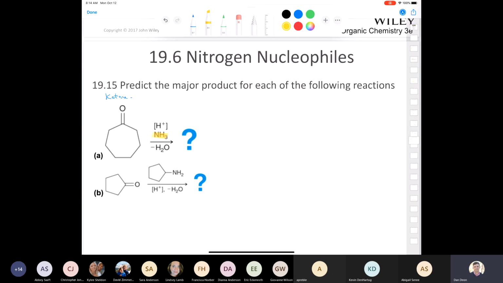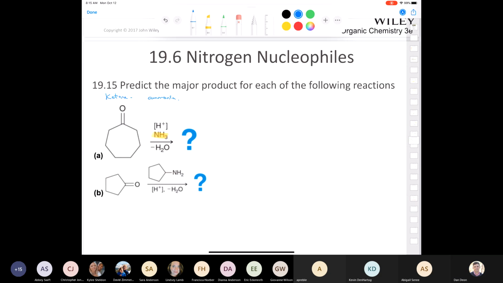Darn it, I didn't see ammonia before. All you talked about was primary amines and secondary amines. Does anybody have an inkling how ammonia would react? Do you think we would form an imine or an enamine using ammonia as your source of a nitrogen nucleophile? Anybody have an idea about that? Yeah, Sean says an imine, and you're absolutely right. What's the rationale for that, Sean?